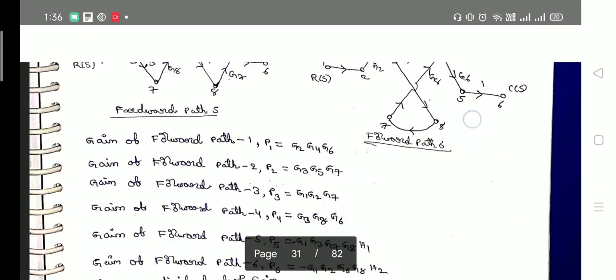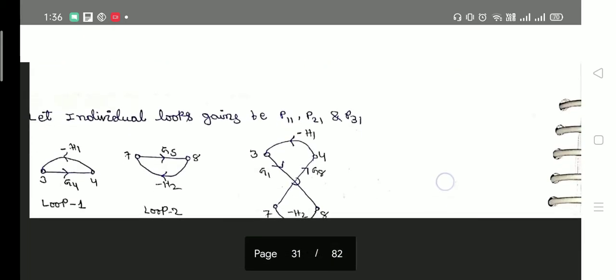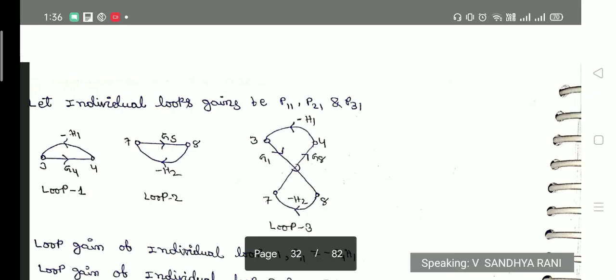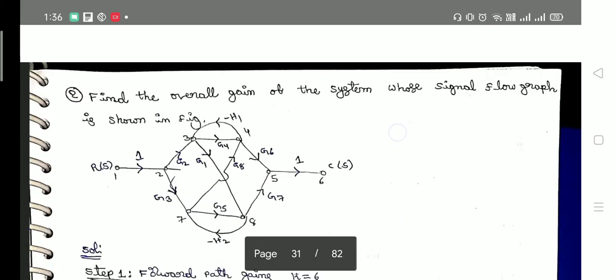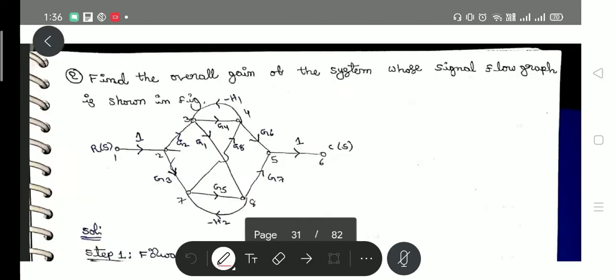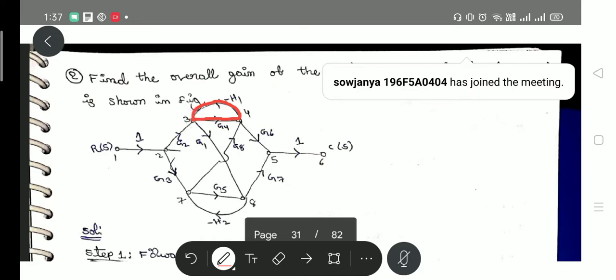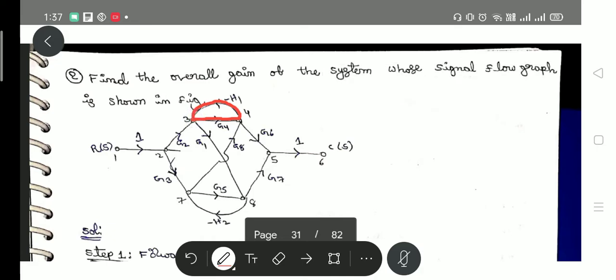Okay. Then going to the second step, individual loops. Individual loops in a system or signal flow graph. Here what loops are there in this signal flow graph? What is a loop? Whatever the starting point is, the ending point is also the same. That is called a loop. So I am taking 3 as a starting point, and the ending point is also the same here. So this is one loop, right?